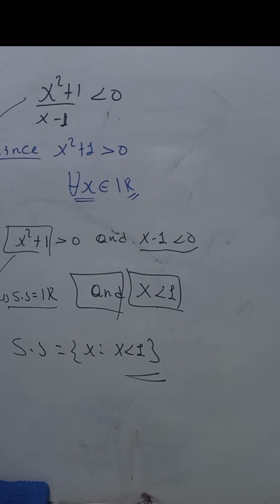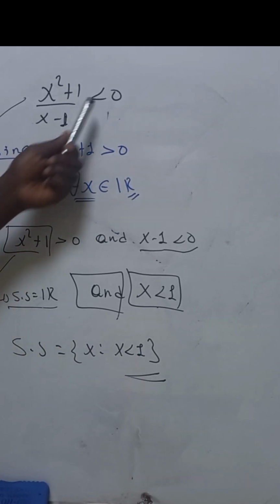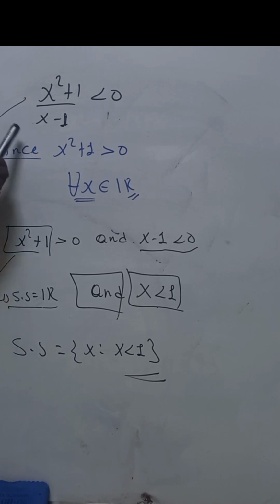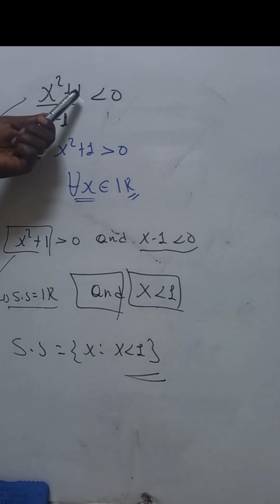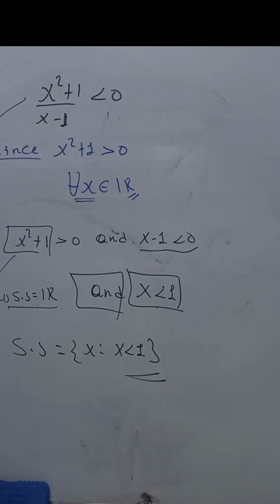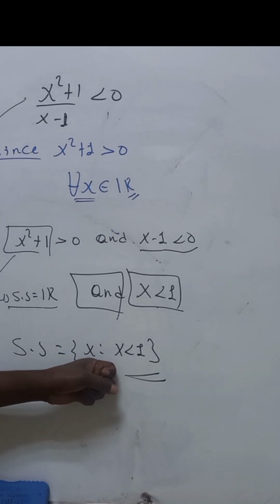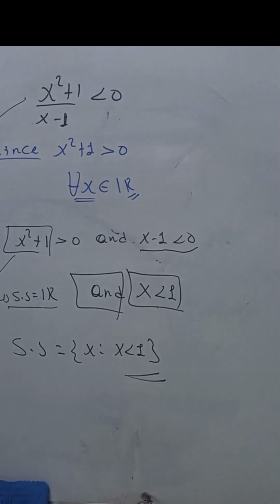If you take any value greater than 1, the expression never becomes negative. For example, take 2. 2 minus 1 is 1, and if you plug in 2 squared plus 1, that is 5. 5 over 1 never becomes less than 0. So the solution of this problem is x less than 1. This is all about today's lesson.